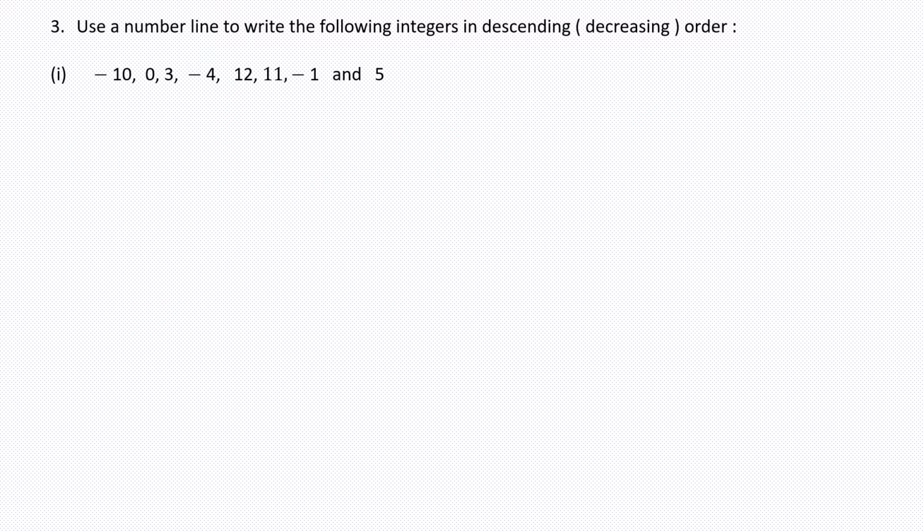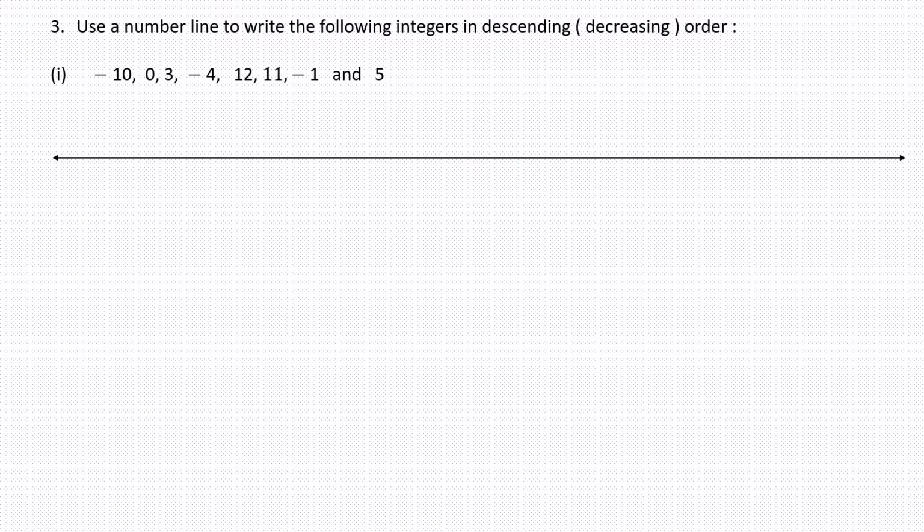Use a number line to write the following integers in descending order, this time from big to small. Okay, so first step, draw the number line, then mark the points and write your numbers. So once again, let's write these numbers above the number line. Minus 10. So I have minus 10. 0. Let's not miss out any number. That's why I'm ticking there. 3 is a positive number on the right side between 2 and 4.